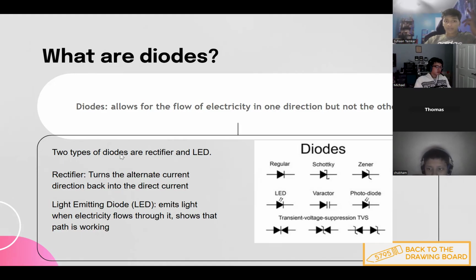Again, there's two types of diodes. The first one is a rectifier, and the second one is an LED. The rectifier turns the alternate current direction back into direct current. The LED, or light emitting diode, emits light when electricity flows through it, showing that the path is working. So LEDs, right? Lights that we have in your room, I'm sure, or you've seen LED strips. All those are again the same thing, light emitting diodes. It just basically shows when current is passing through, hence why they're usually all strung together.